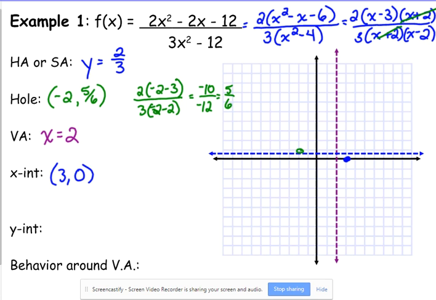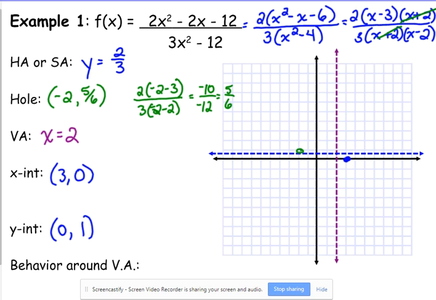Our y-intercept, we plug 0 into the equation. Now, here's where sometimes it's easier to just go back to the original to plug in 0, because we know that if we plug in 0, that's going to be 0, that's going to be 0. We've just got negative 12 in the numerator, and we've just got negative 12 in the denominator. So negative 12 over negative 12 simplifies to 1.